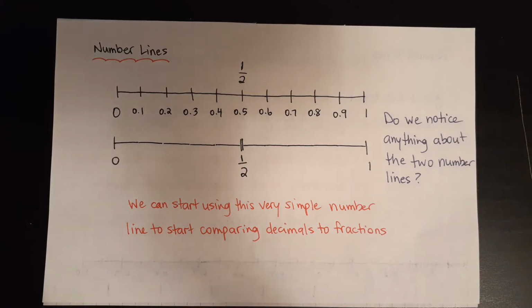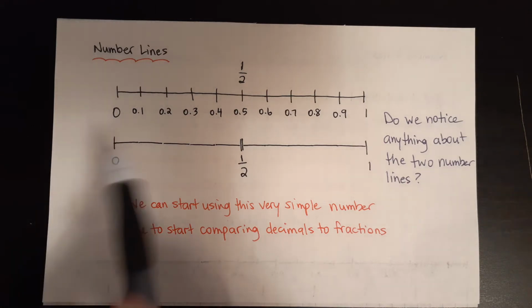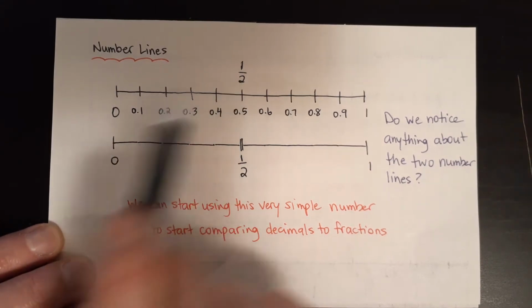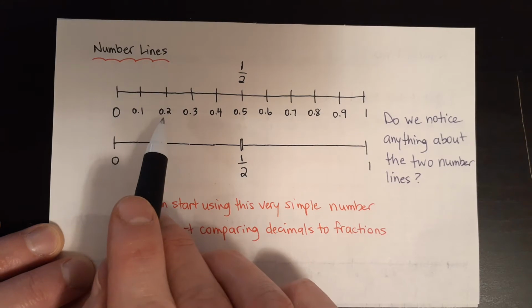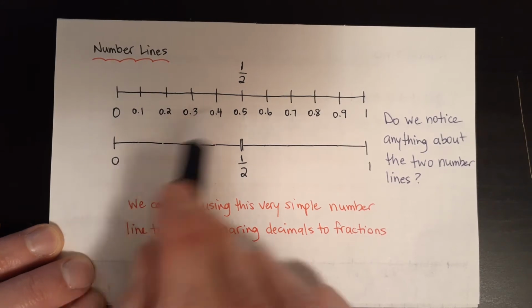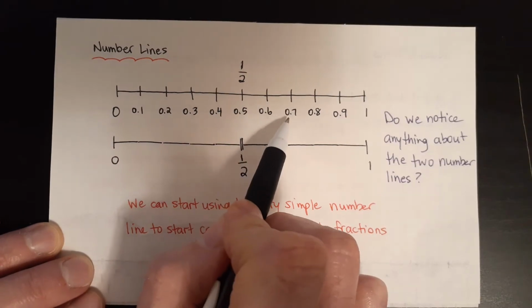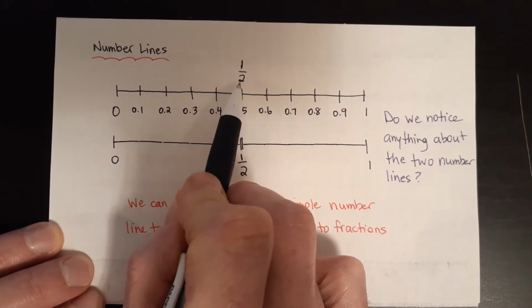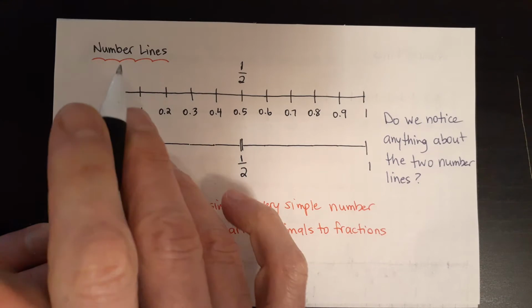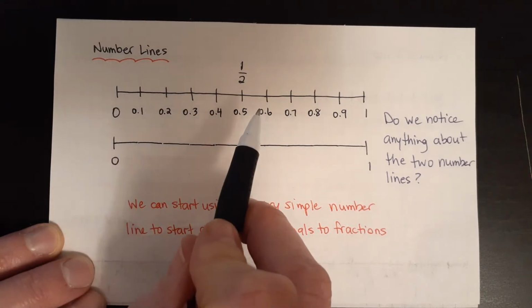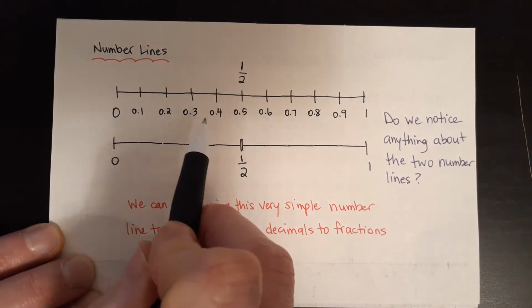We can say, well, what about 0.2? How does it compare to 1/2? Is 0.2 greater than or less than 1/2? Well, we can say that 0.2 is going to be less than because it's further to the left than 1/2. We can say something like, 0.7 is going to be greater than 1/2. And so we can start comparing decimals and fractions to each other.